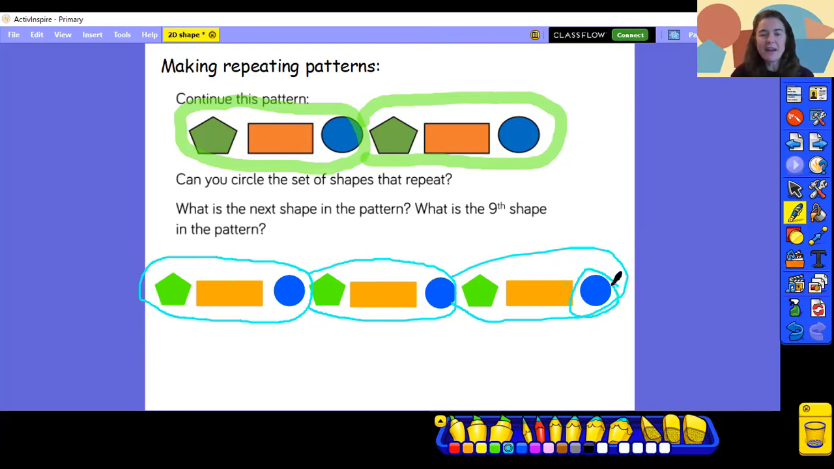Now, we worked that out by actually drawing the repeating pattern, but you could have worked it out by understanding your 3 times table, counting in threes, because the 9th shape appears in our 3 times table, doesn't it? So we've got 3, 6, 9. So if we count the 3rd shape in every repeat, we've got 3, 6, 9. So we would land on the circle. Well done for solving that problem.